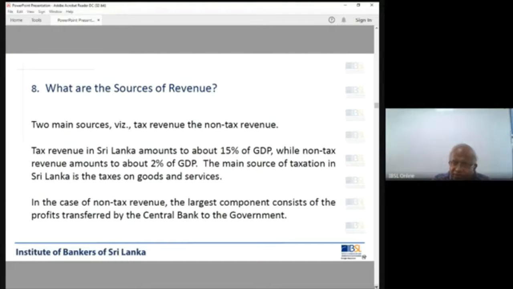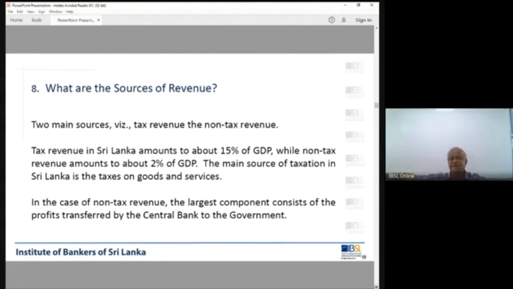The main source of taxation in Sri Lanka is taxes on goods and services: VAT, sales taxes, right? They are called indirect taxes. Direct taxes are corporate taxes. So taxes you divide into two: indirect taxes and direct taxes. Direct taxes mean tax on people, tax on households, tax on companies, corporate taxes. Indirect taxes are taxes on goods and services.